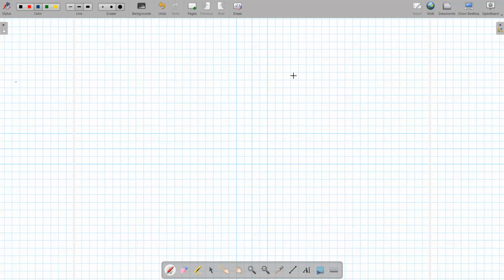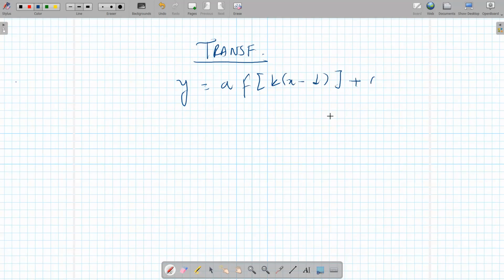Quick review from yesterday. We were doing transformations. It's pretty much the same for any function, which is always going to be in this form: y equals, or f of x equals, a times some function f, bracket open, k times x minus d, plus c.